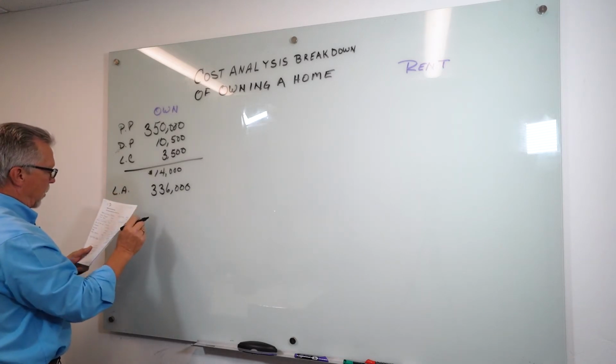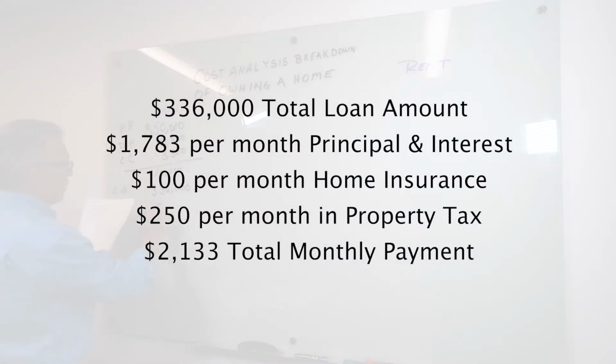With that type of a loan amount and current rates, you're going to be making a mortgage payment of $1,783 a month. That includes your principal and your interest. So your payment of principal and interest. Then your insurance, your homeowner's insurance, are going to be about $100 a month. And the average taxes, and I'm using here in Tucson, Arizona, are going to be about $250 per month.